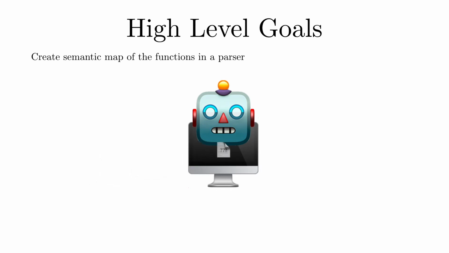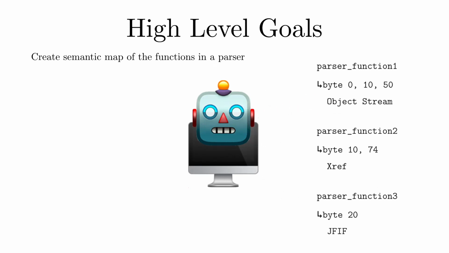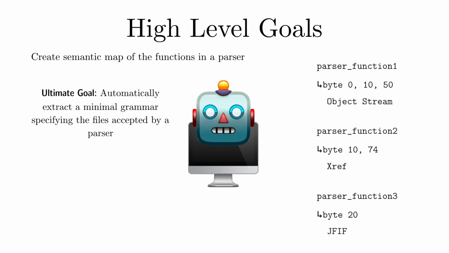that to the parser and then somehow divine what portions of the file are operated on by what portions of the parser. So you have all these functions in the parser. What are they doing? Is this first function responsible for parsing a certain part of the file format or doing a certain type of lexical processing? And the reason why we want to do that is our ultimate goal is to automatically extract a minimal grammar specifying the files accepted by a parser.